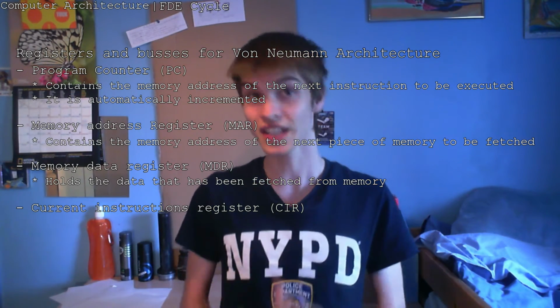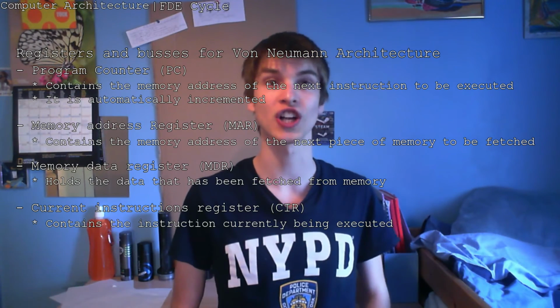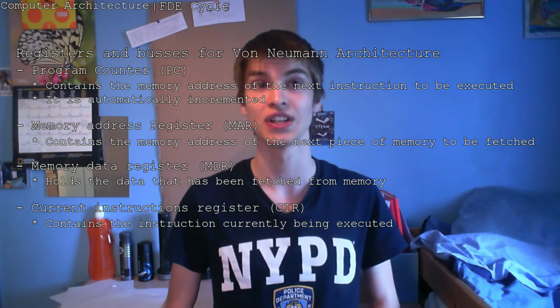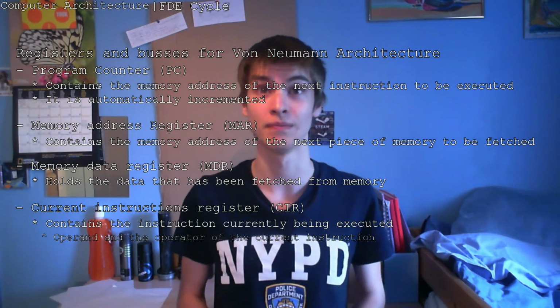The CIR, or current instruction register, contains the instruction currently being executed, so the operand and operator of the current instruction. Now the accumulator is used for performing arithmetic functions and acts as a working area, so it's like adding stuff together and stuff like that.